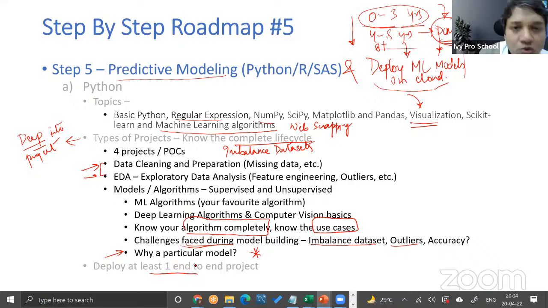Deploy at least one end-to-end machine learning project. Deploy it on production. If you do not understand what is the meaning of deployment, try to understand it, guys. This becomes extremely important if you are an experienced person.